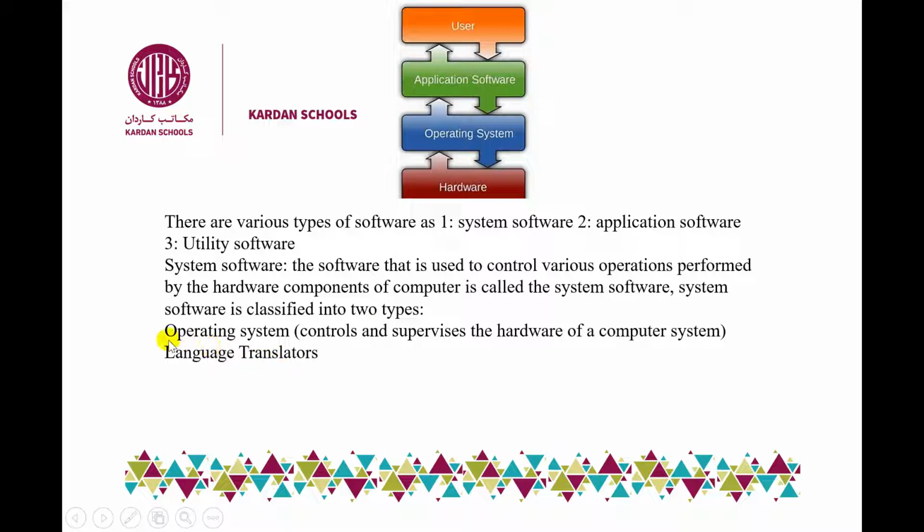Here we have the operating system. Operating system is system software because it relates to the system of the computer. So the operating system controls and supervises the hardware of a computer system. Very shortly, I don't want to discuss more. It's very simple: system software controls the activities and also supervises the hardware.